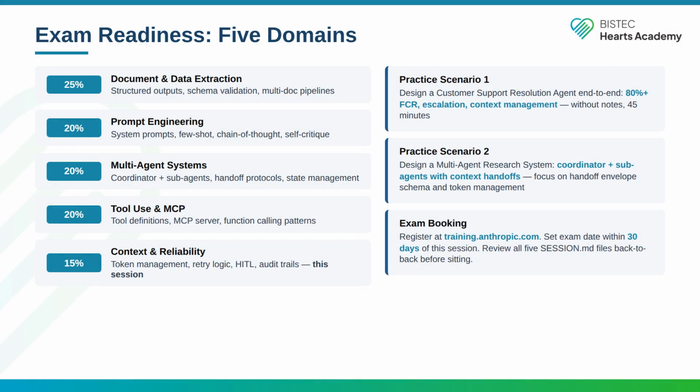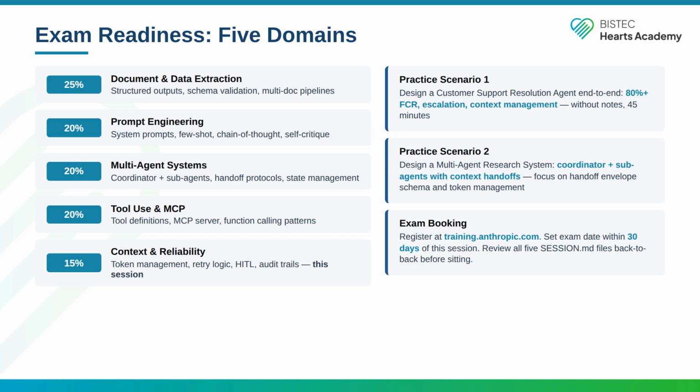The Claude Certified Architect exam covers 5 competency domains, and today's session covers the last of them. Document and data extraction carries the highest weight at 25%. That's month 4. It covers structured output generation, schema validation, multi-document pipelines, and handling ambiguous or low-quality source documents. Prompt engineering, multi-agent systems, and tool use and MCP each carry 20%.